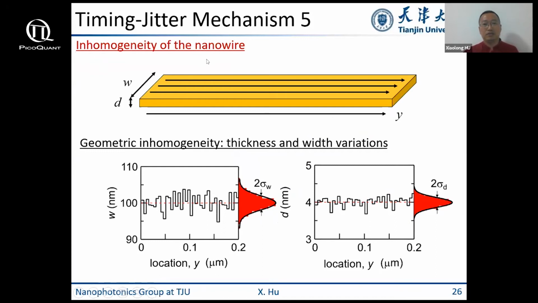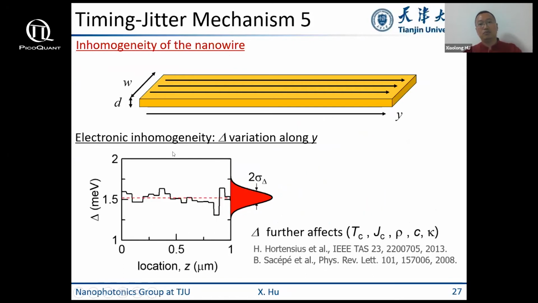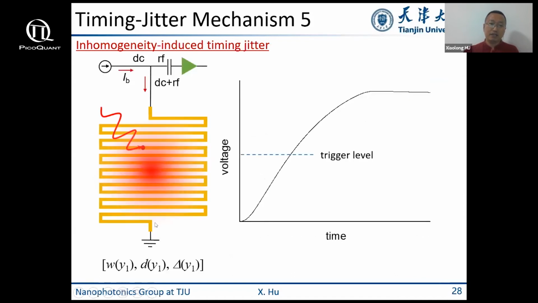So timing jitter mechanism 5 is also contributed by us. It's an inhomogeneity induced nanowire. Okay, so the nanowire looks very uniform, but microscopically they have inhomogeneities, including geometric inhomogeneity in thickness and width variations, and also electronic inhomogeneity. That is, the superconducting gap delta varies along the nanowire y direction. Okay. However, think about the nanowire. If there is a long nanowire, for example, connecting Tianjin and Berlin.